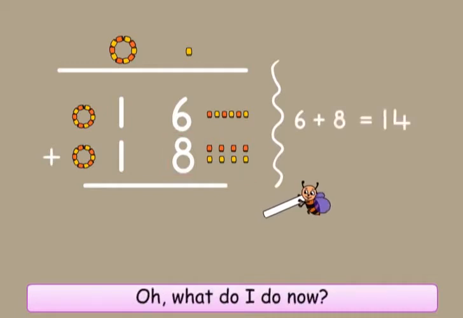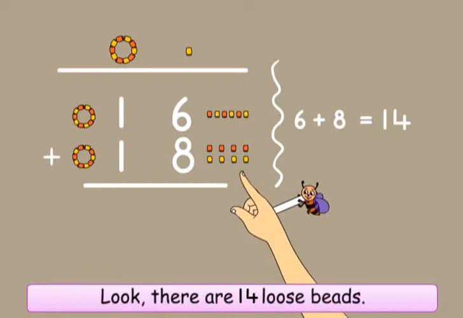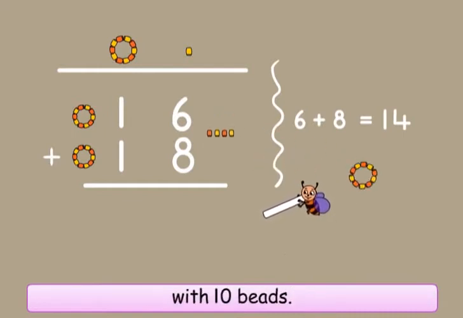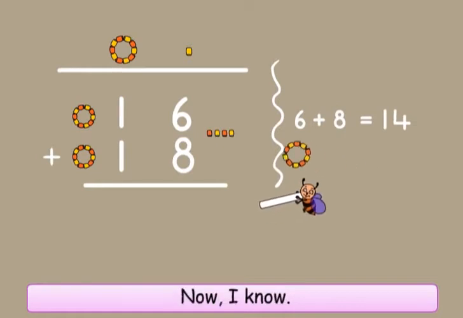So 6 plus 8 equals 14. Oh, what do I do now? Buzz, you forgot. Look, there are 14 loose beads. You can make one more bangle with 10 beads. Now I know.